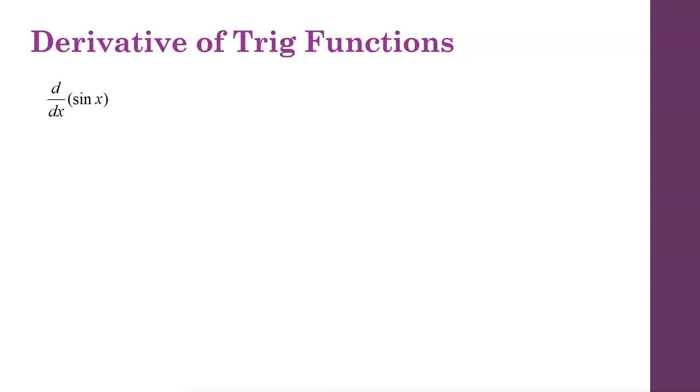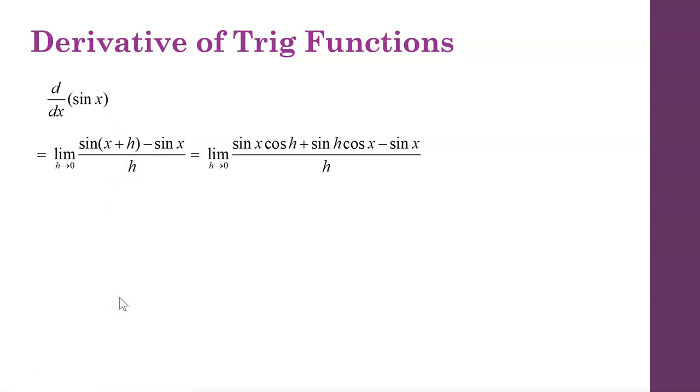So we're going to start with the derivative of sine of x. Apply the difference quotient definition of the derivative to it: limit as h goes to 0 of sine of x plus h minus sine of x over h. We'll apply the sine of a sum formula to the first part of that numerator. That gives me sine of x cosine of h plus sine of h cosine of x minus sine of x, all over h.